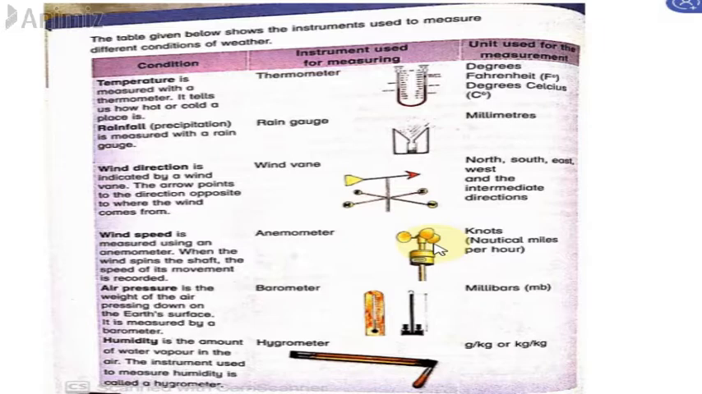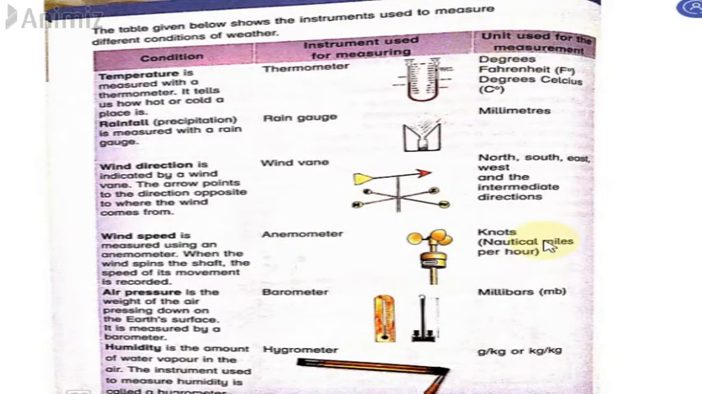An anemometer has these shafts which spin and tell us about the speed of the wind. And the units that are used for measuring the wind speed are called knots, or nautical miles per hour. So the weather condition is wind speed, the instrument that we use is called an anemometer, and the units are nautical miles per hour or knots.